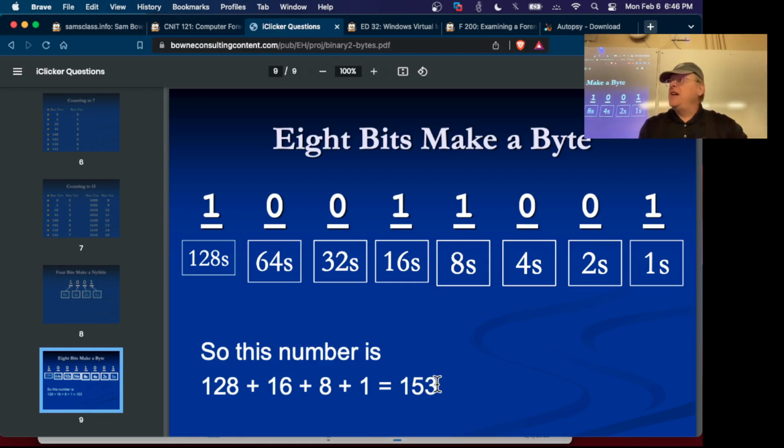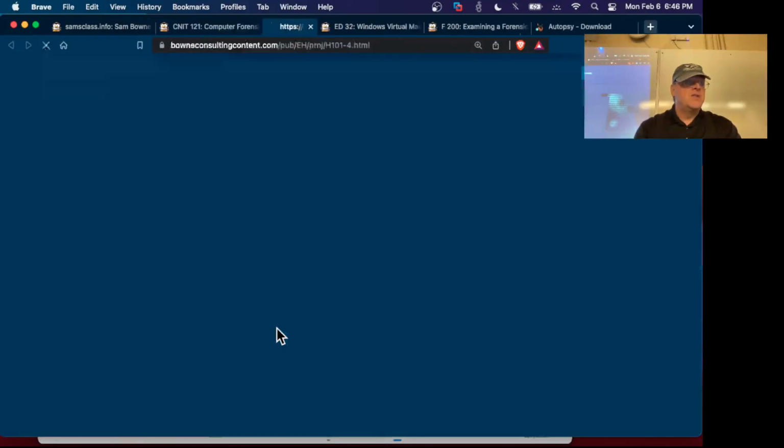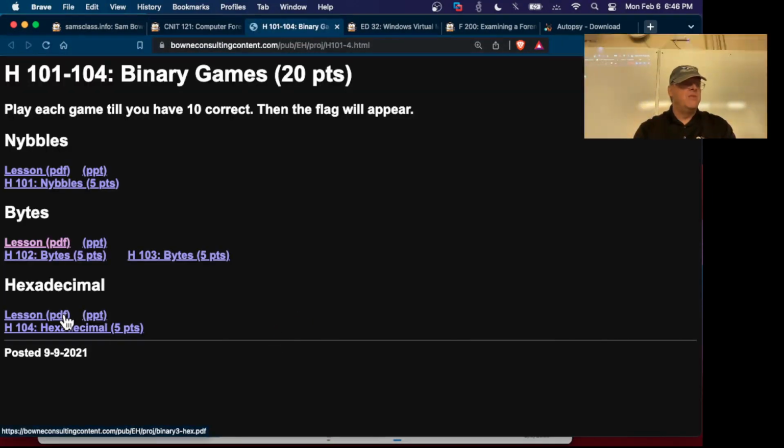And that is one way to get the answer, but it is a lot of work to add up big numbers like 128 plus 16. So the way that the real pros do it, the way everybody presents it, is hexadecimal. That is the cool thing to do. So let's take a look at the hexadecimal, which is here.